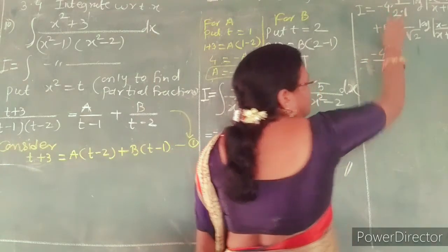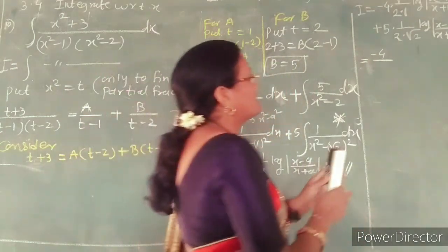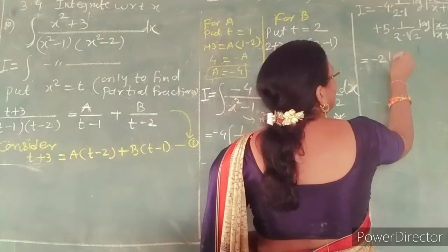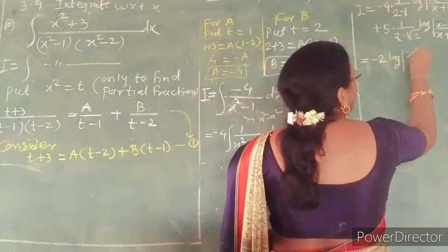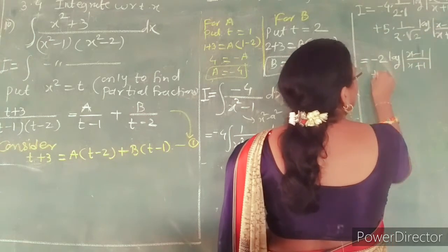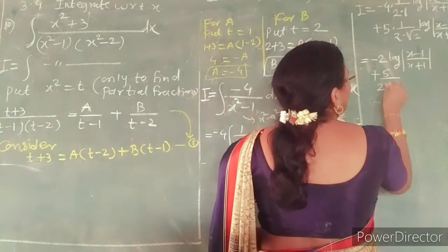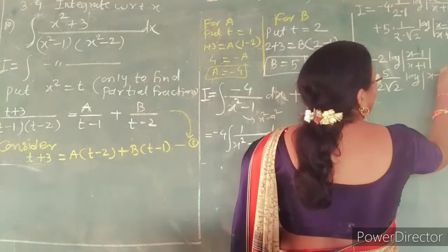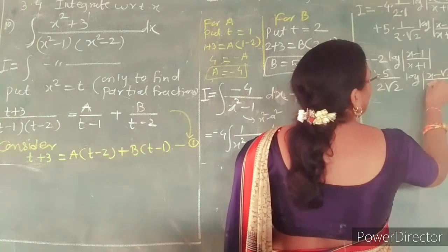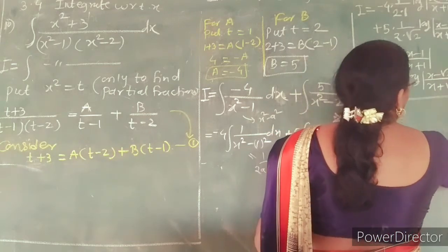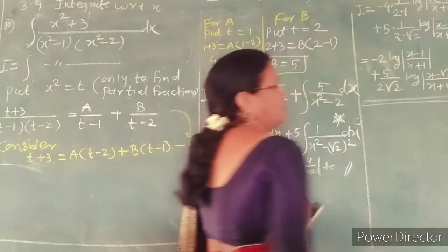Now this minus 4 by 2, you can simplify, minus 4 by 2 is only minus 2 log of mod of (x minus 1) upon (x plus 1), and here plus 5 by 2 root 2 times log of mod of (x minus under root 2) upon (x plus under root 2), plus c is our final answer for this equation.